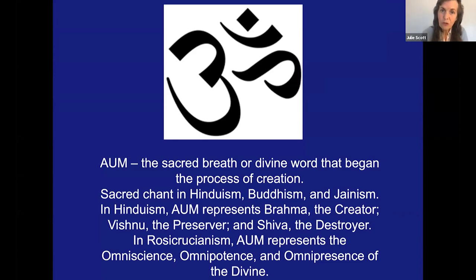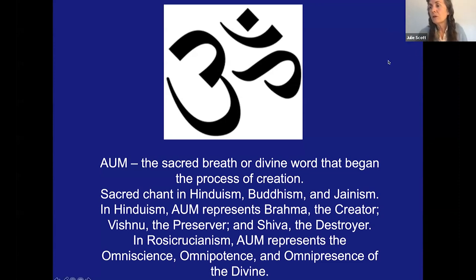For those of us who are Rosicrucians, we know that Aum is a vowel sound that we often use, and it represents the omniscience, omnipotence, and omnipresence of the divine. And Rosicrucians don't typically meditate on the word Aum written in Sanskrit. We're going to intone Aum as we look at this mandala again. And many people in Hinduism, Buddhism, and Jainism believe that if you were to completely attune with the symbol that you see here for Aum, or if you could intone it in the most perfect way, that you would achieve instant enlightenment.